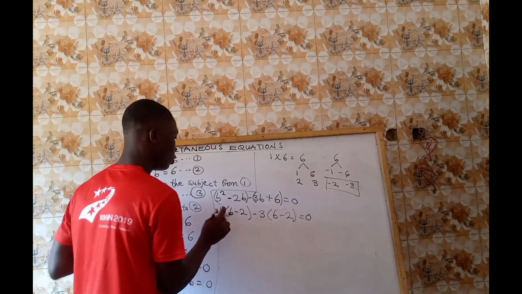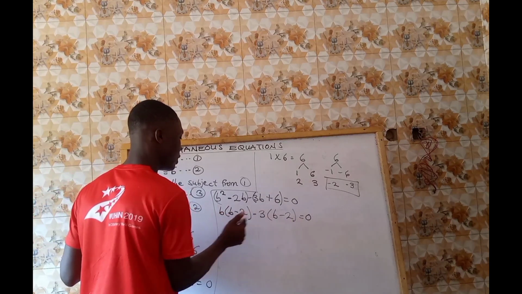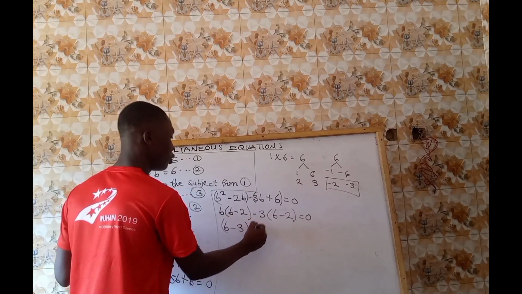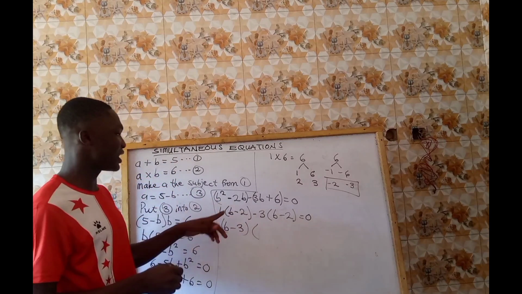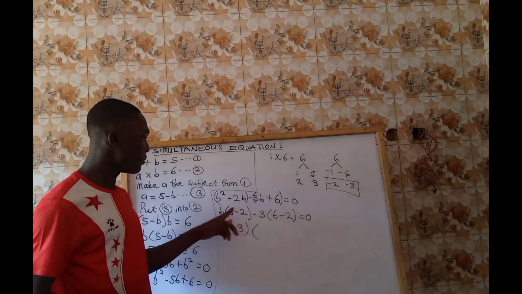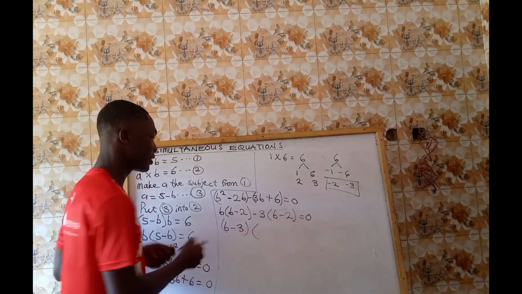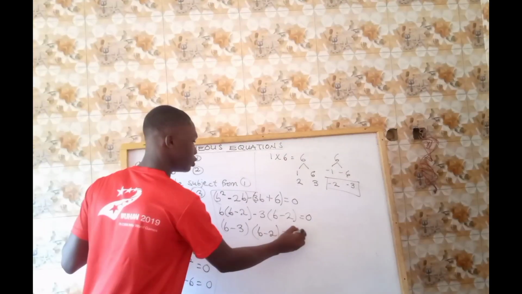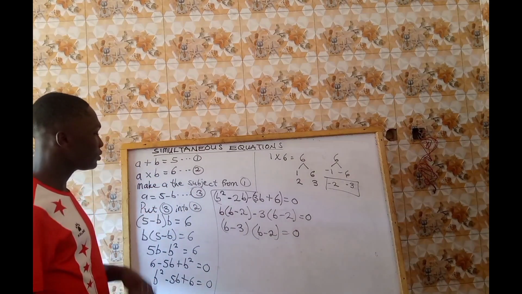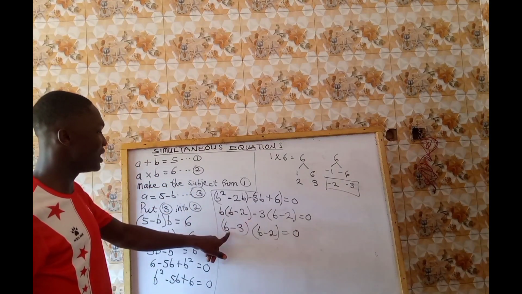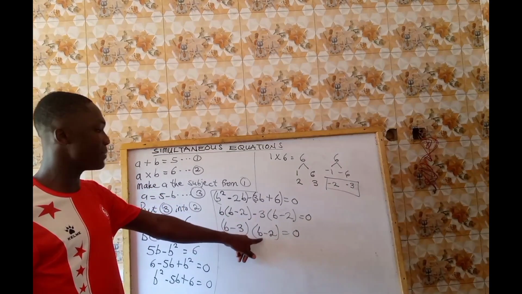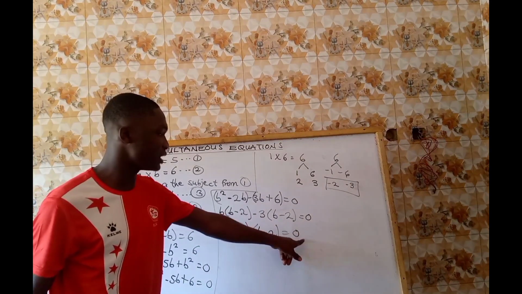Now you group b and negative 3 in one bracket. So b minus 3 here, and then you take one of the terms in the bracket because they are the same, b minus 2, b minus 2. So we take b minus 2, just one, is equal to 0. Now take the first term, b minus 3, and equate it to 0, and then take the second term, b minus 2, and equate it to 0.